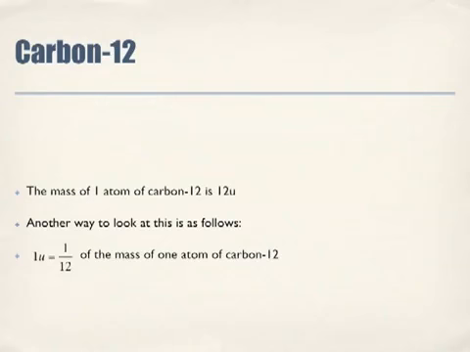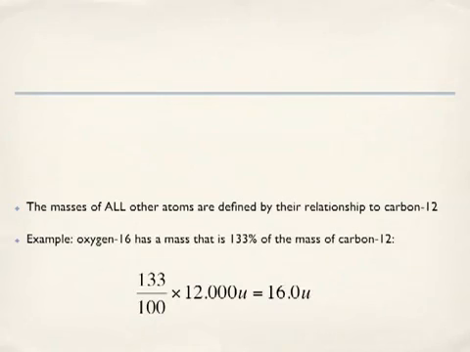So another way to look at this is as follows. That 1 u represents 1/12 of the mass of one atom of carbon. So if one carbon atom is worth 12 atomic units, that one atomic unit represents 1/12 of that. Now, the masses of all other atoms are defined by the relationship to carbon-12. So carbon-12 is what they base it on.